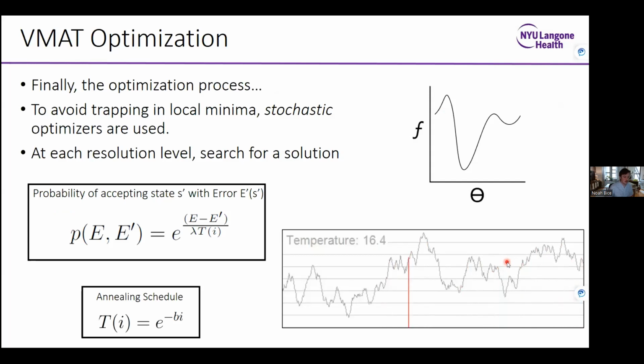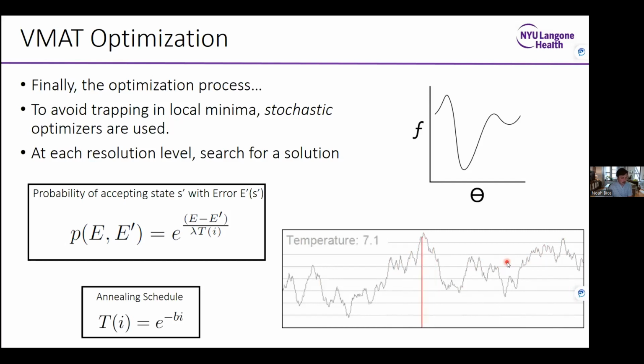So during each of these resolution levels, the state of the optimizer is improved, but we can't use the same algorithms that we were using in IMRT optimization, the gradient-based methods, because of all of these local minima. So we have to use what are called stochastic optimizers.